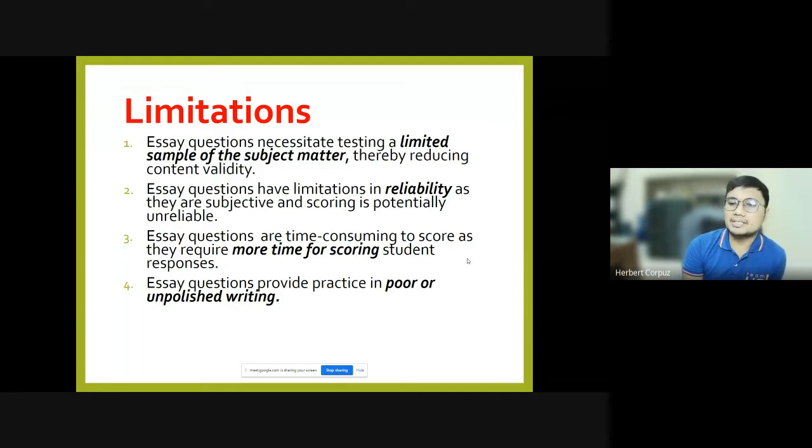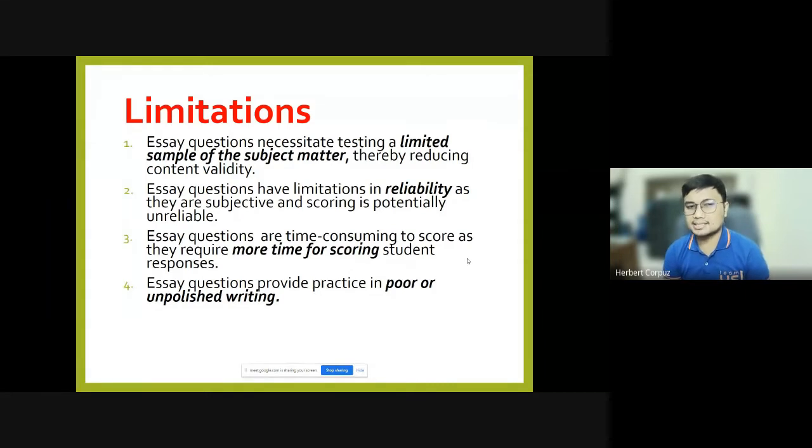Essay questions have limitations in reliability as they are subjective and scoring is potentially unreliable. So, ang scoring mo, kung walang rubric, ay lalong questionable ang reliability ng nasabing essay responses ng estudyante. Kasi sinasabi nga natin na laging subjective ang scoring when it comes to essay questions. Number three, essay questions are time-consuming to score as they require more time for scoring student responses. Tama yan. And lastly, essay questions provide practice in poor or unpolished writing. Kaya sasabihin natin na kapag gagawa tayo ng assessment, hindi lamang puro essay because not all our students are good at writing. Maliban kung ang mine-measure mo ay yung kanilang writing skill.